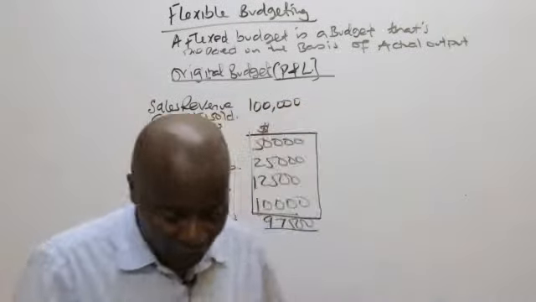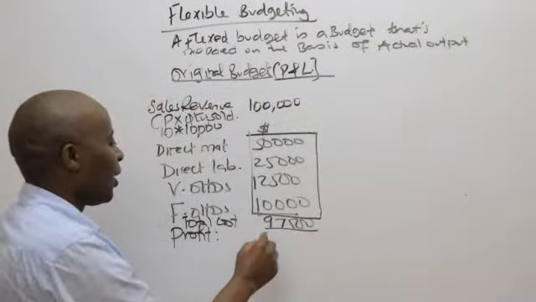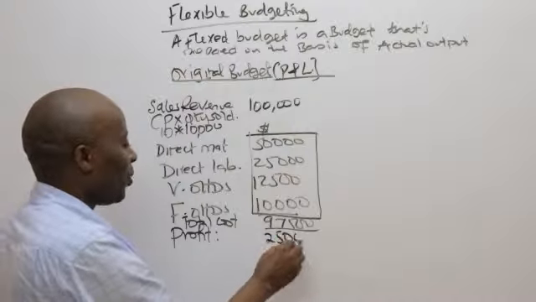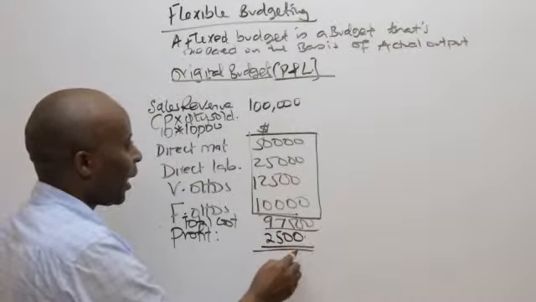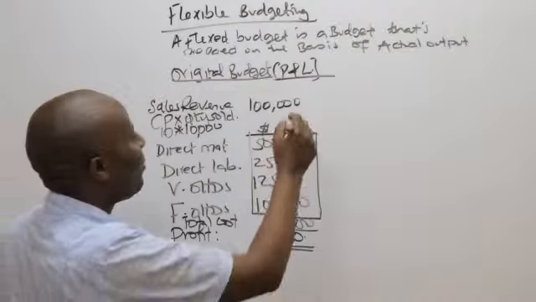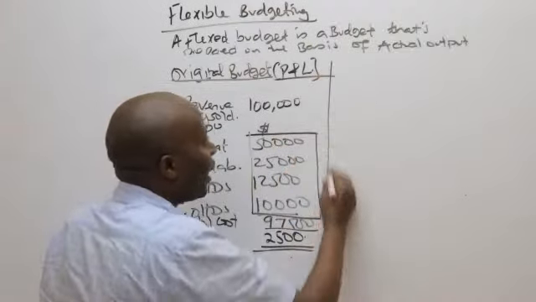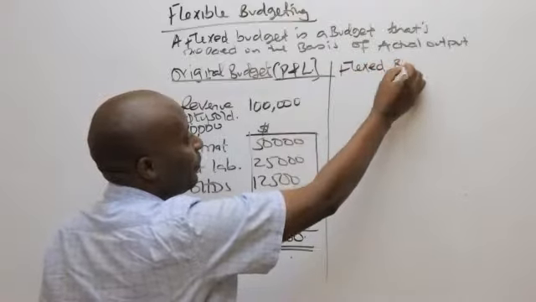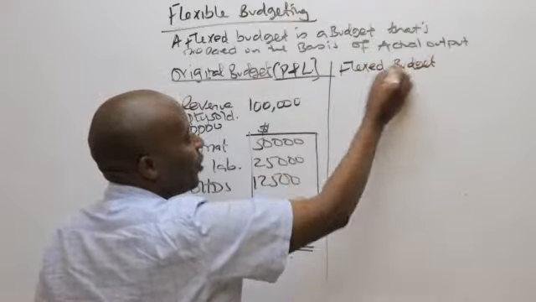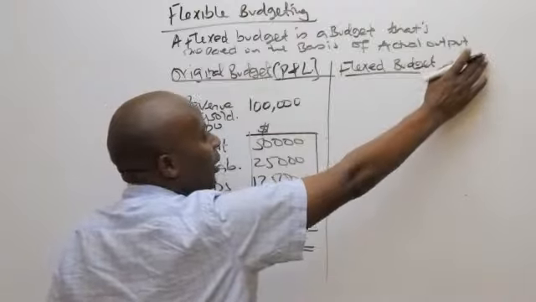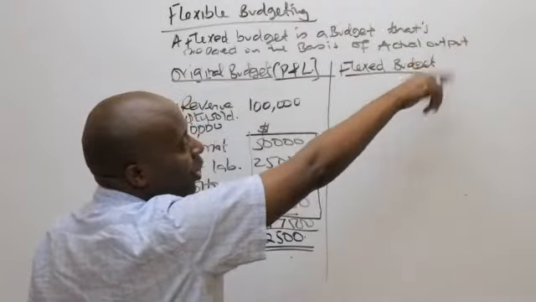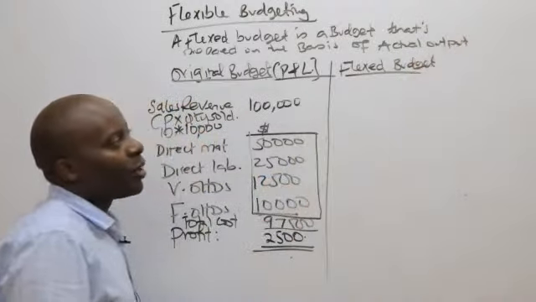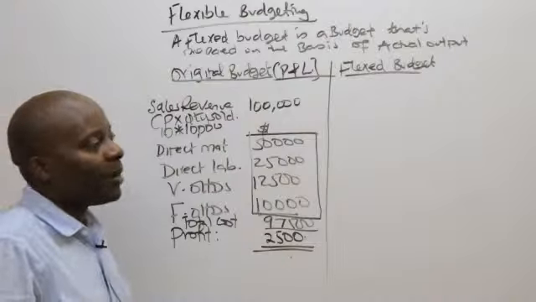Profit itakuja 2,000 what here? 500. So the profit is 2,500 like that. And then I'll come and create a flexed budget by the side. Please conserve your space because later on we shall be having a column there for actual. So come and give us the flexed budget.